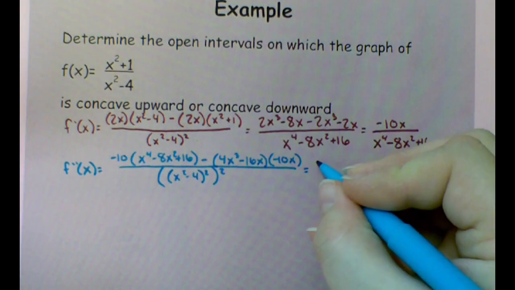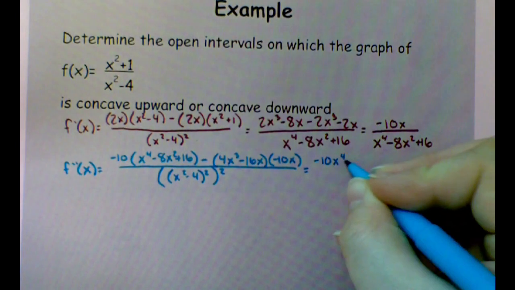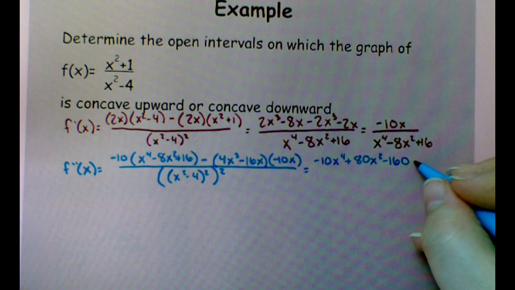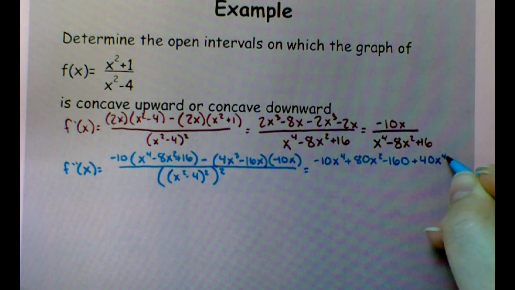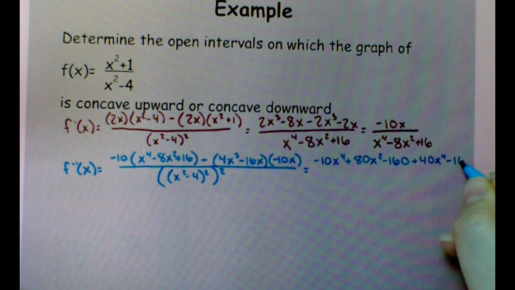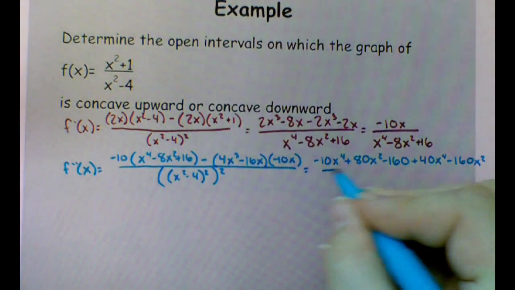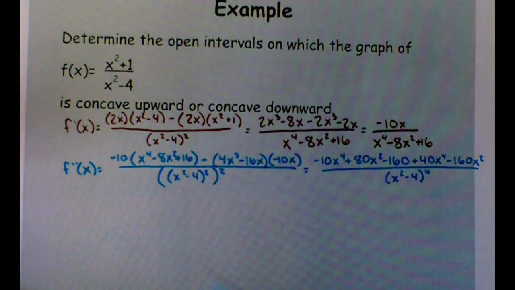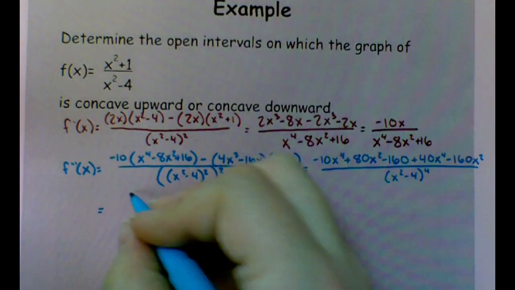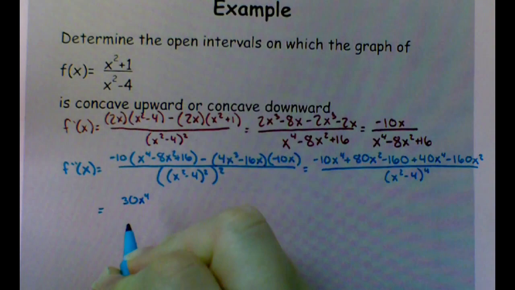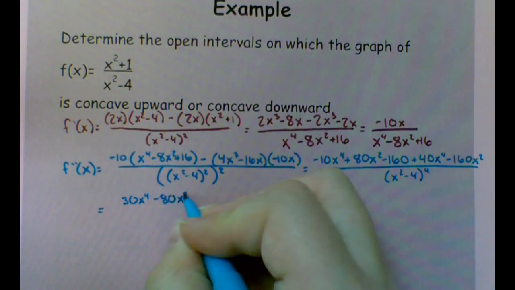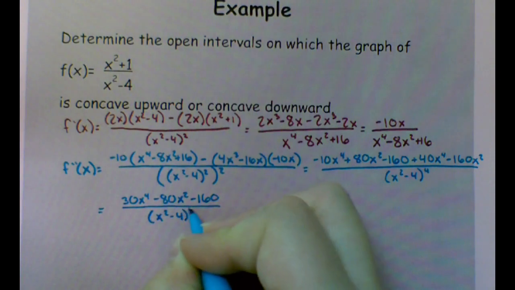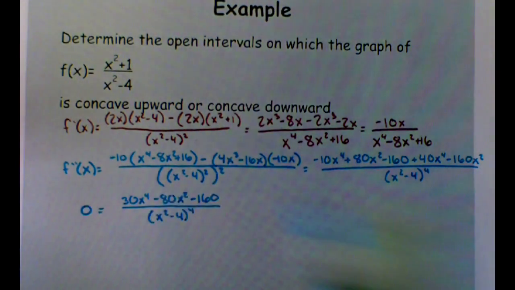Now let's distribute in that numerator. I get negative 10x to the fourth power plus 80x squared minus 160, plus 40x to the fourth power, minus 160x squared, all over x squared minus 4 to the fourth power. And when I combine my like terms, I get 30x to the fourth power minus 80x squared minus 160 all over x squared minus 4 to the fourth power. And I'm going to set that equal to 0.